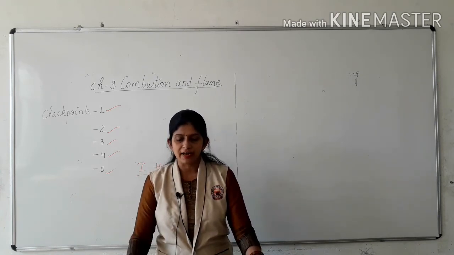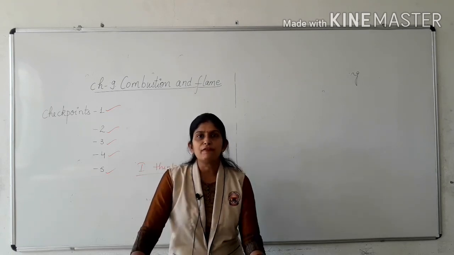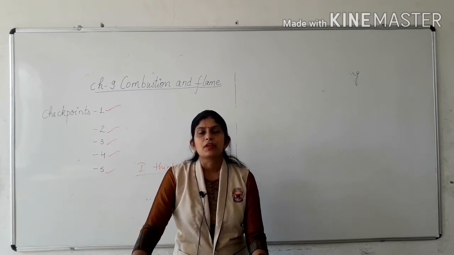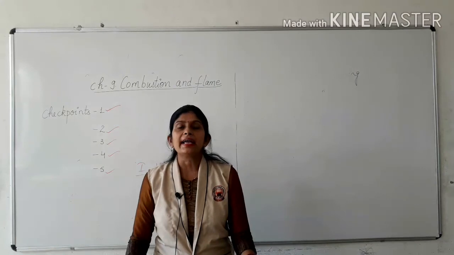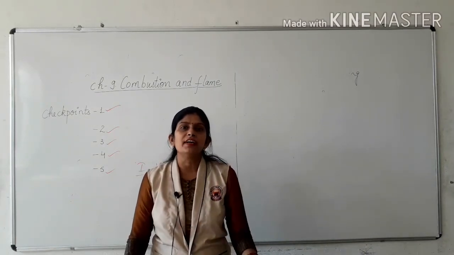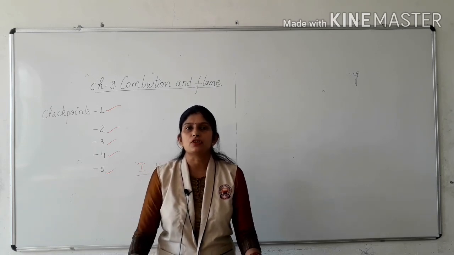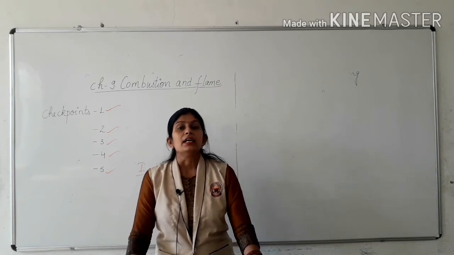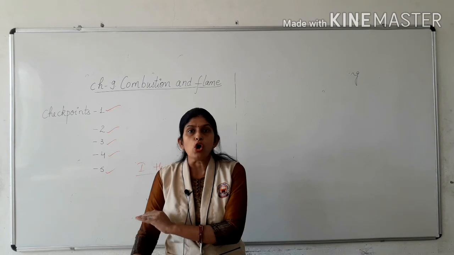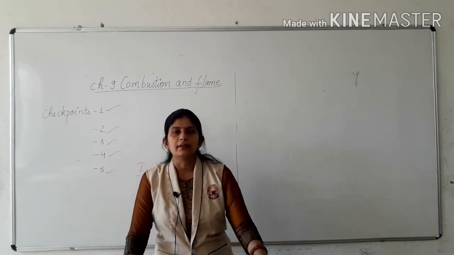Now question number 5. List the characteristics of an ideal fuel. An ideal fuel should have the following characteristics. First, it should have high calorific value, meaning it should produce a large amount of heat energy when 1 unit or kilogram burns in the presence of oxygen. Second, its ignition temperature should be neither too low nor too high. It should be appropriate, moderate.